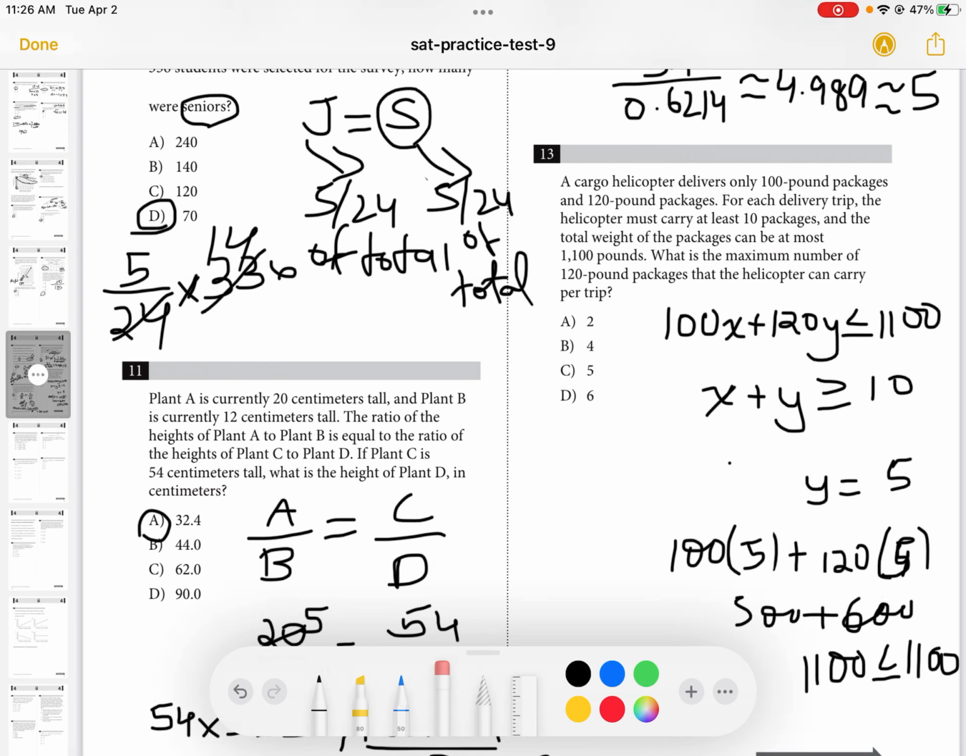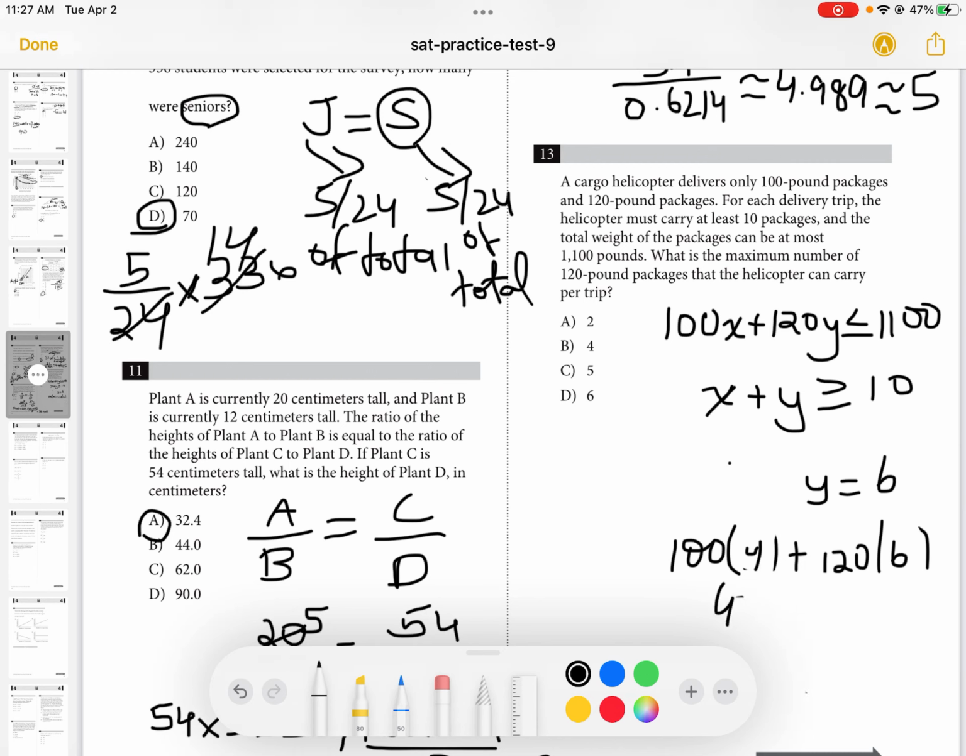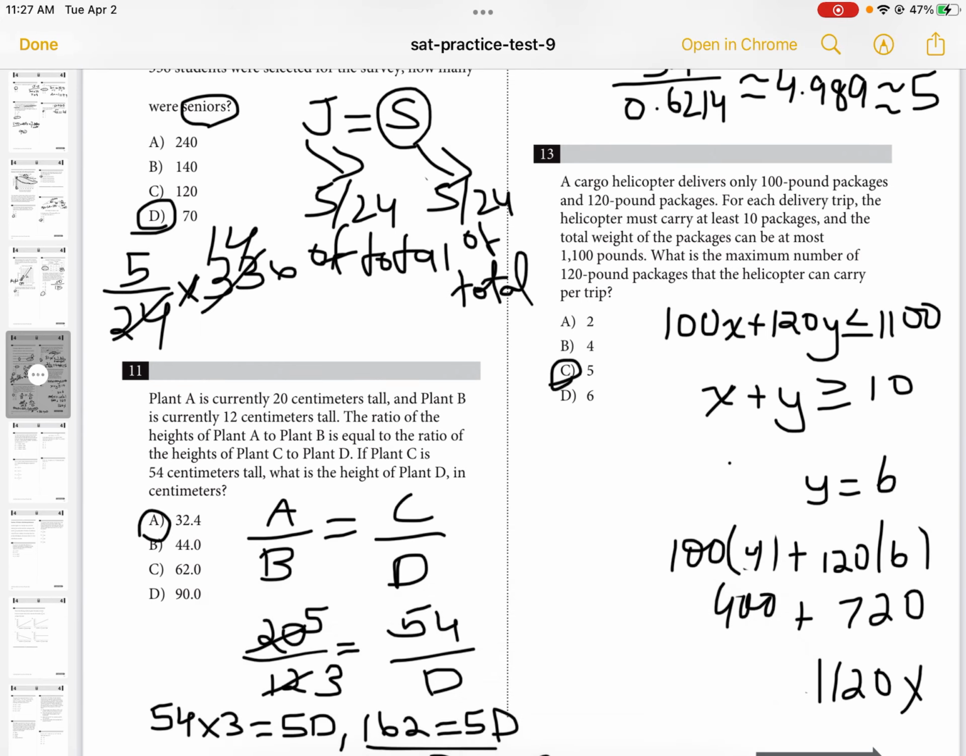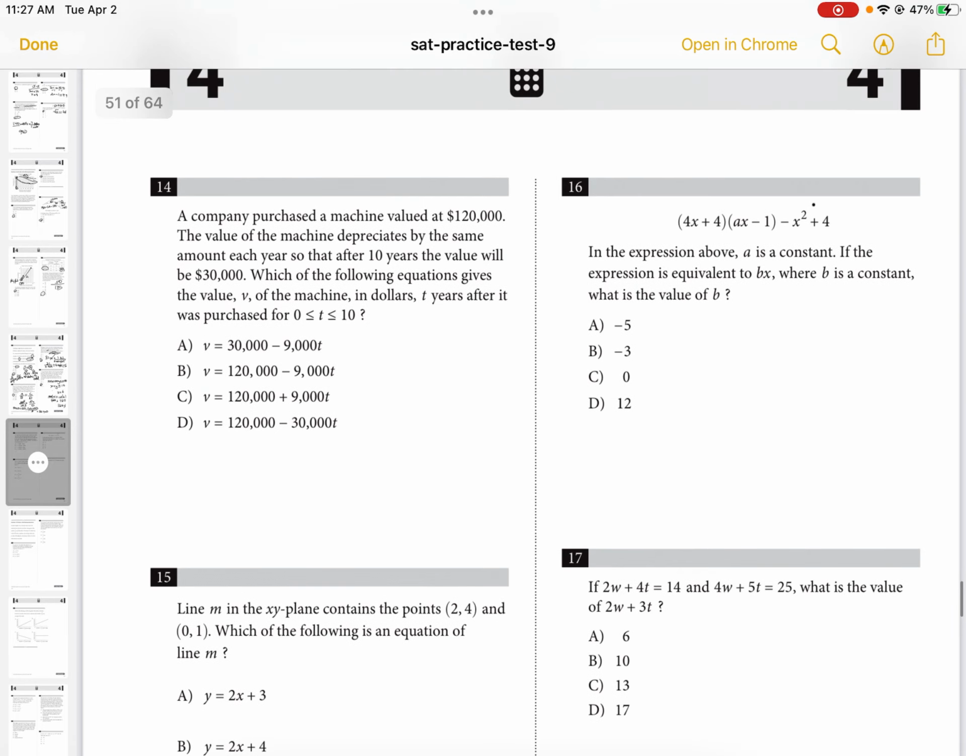Now we can try y equals 6. If we do y equals 6, we get, let's see, I'm going to erase all this. What's the computation here? You get 400 plus 720, that's 1120. That does not meet the first condition. So our maximum value is C, 5. Next question.